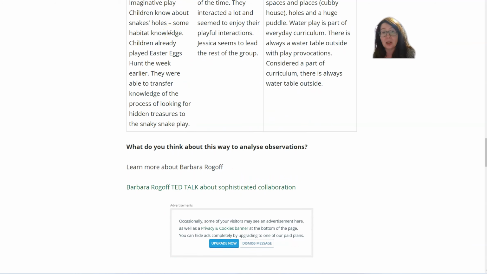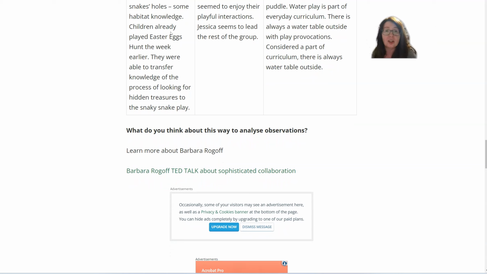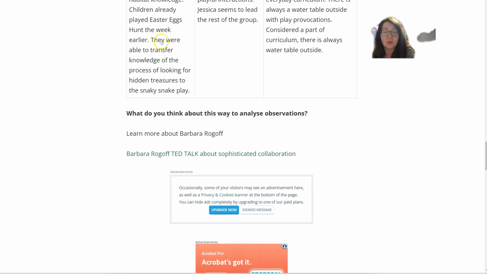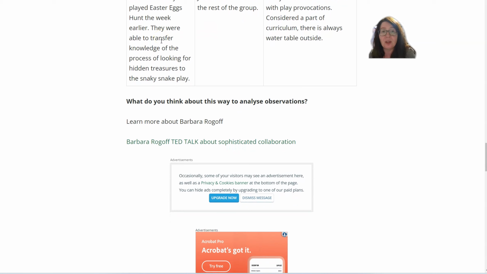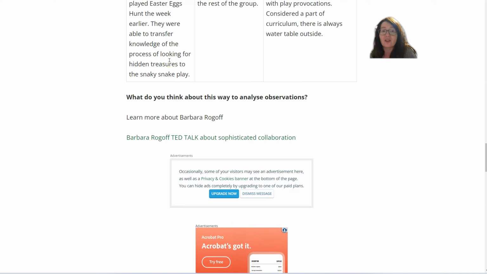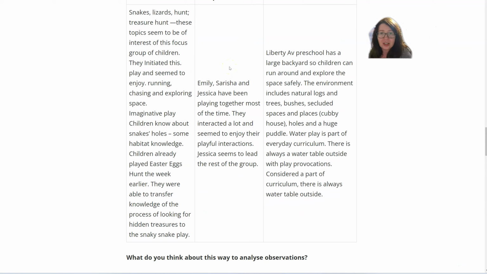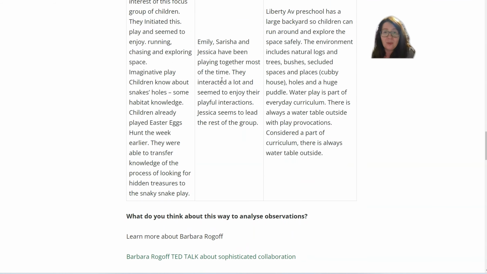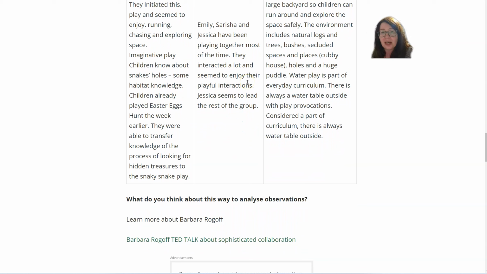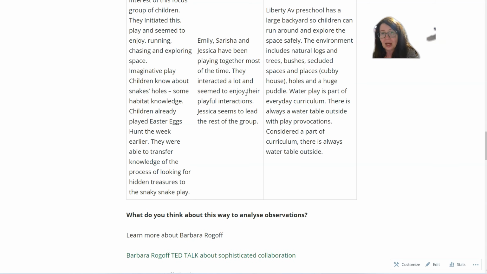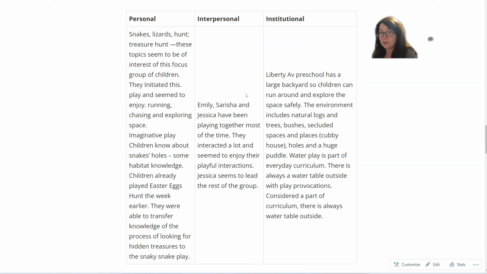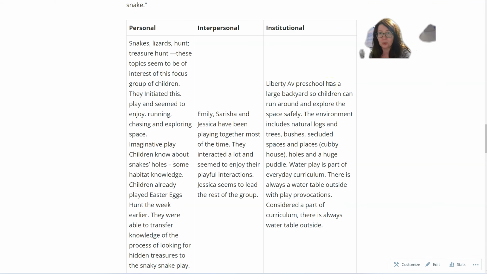Children know about snakes' holes, some habitat knowledge. Children already played an Easter egg hunt earlier this week. They were able to transfer knowledge of the process of looking for hidden treasure to their snaky snake imaginative play. Interpersonal, so social interactions. Emily, Sarisha, and Jessica have been playing together most of the time. They interacted a lot and seem to enjoy their playful interactions. Jessica seems to lead the rest of the group. I would also add here that they interacted with me as a pre-service teacher, so that would be quite important.